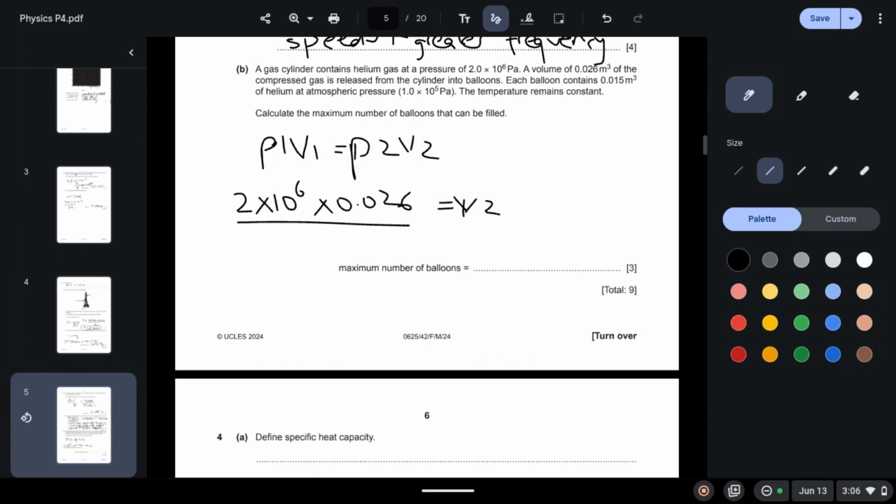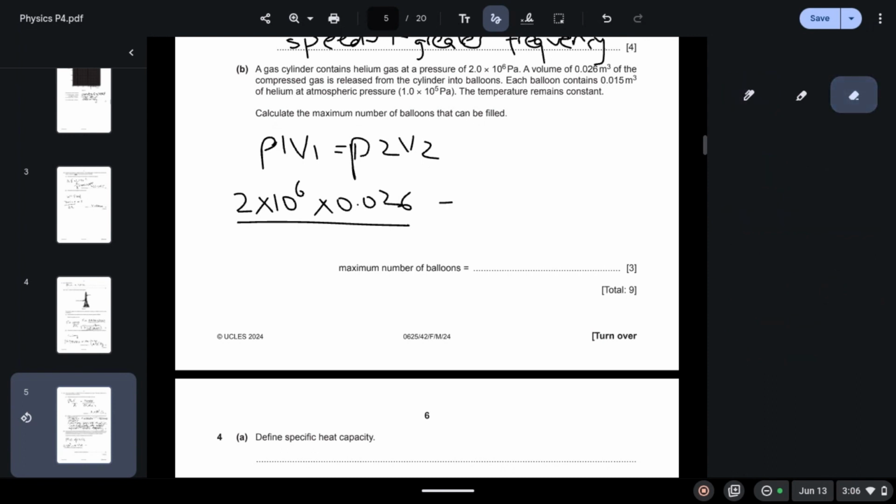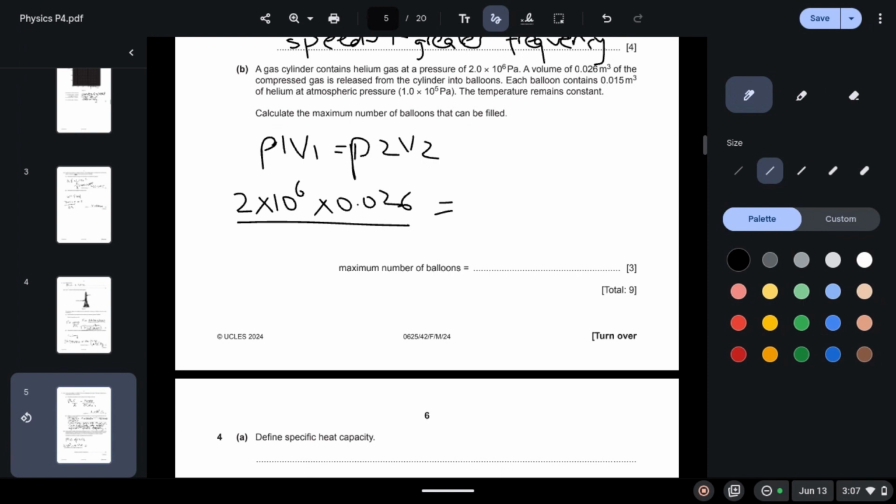We have to calculate the pressure. Sorry, we have to calculate the volume. The pressure we are given, which is equal to the atmospheric pressure. So your volume comes out to be 0.52.